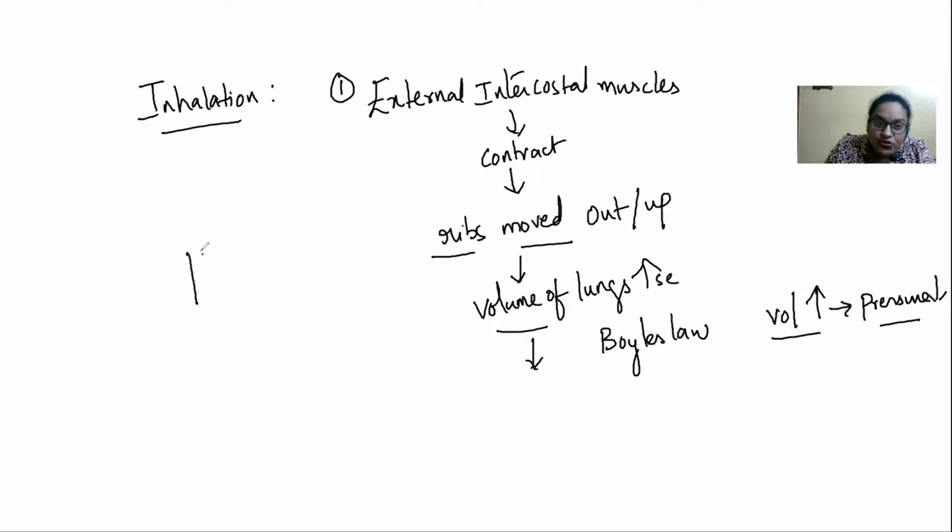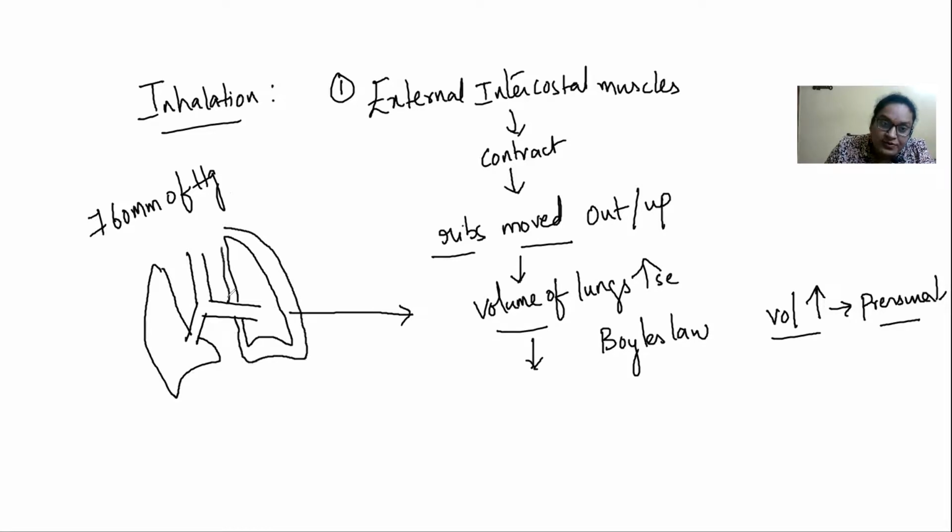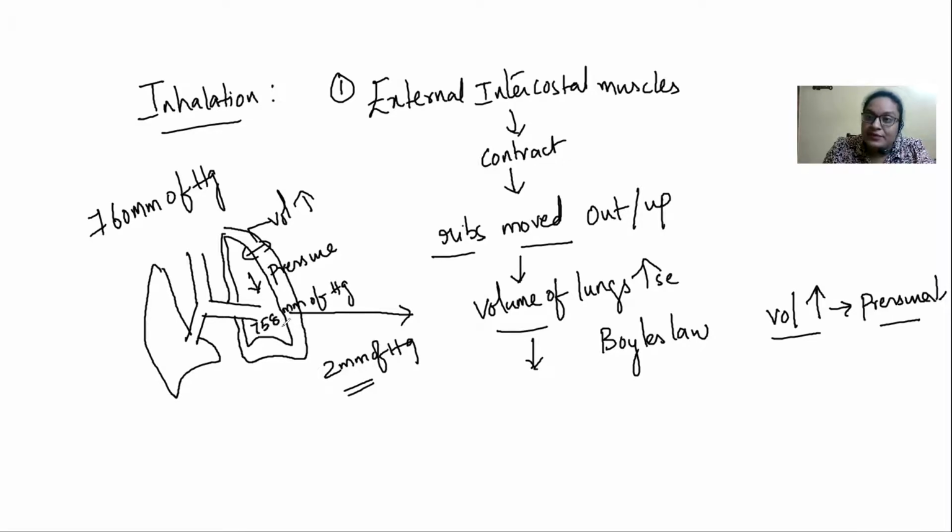See now, if I draw my lungs once again here, these are the lungs that we are seeing. The atmospheric pressure is going to be 760 mm of Hg. As the volume of the lungs has increased, they are increasing till here. If they are increasing, the pressure within the lungs has to decrease. The volume increases, the pressure decreases. How much did it decrease? It has decreased to 758 mm of Hg. So there is a difference of how much? 2 mm of Hg is the difference in the pressure developed inside the lungs now.